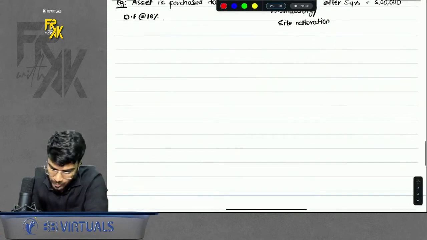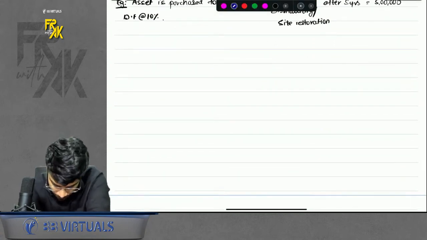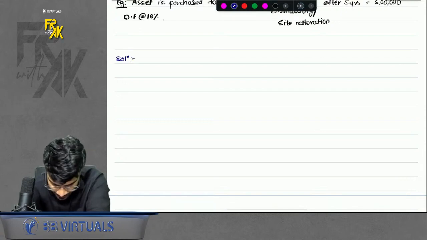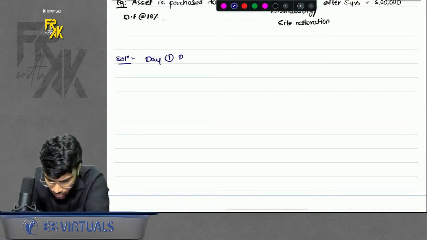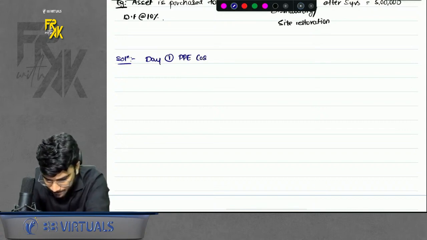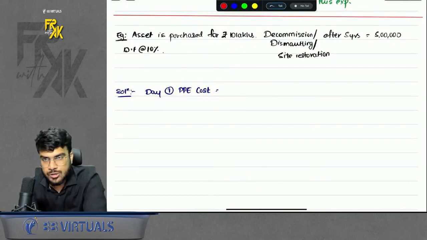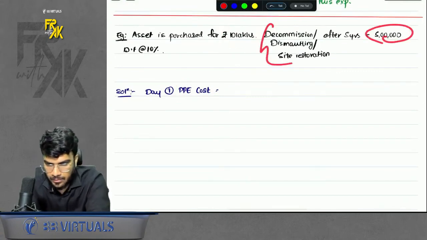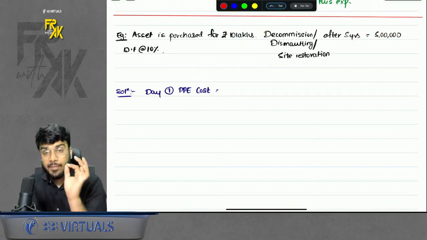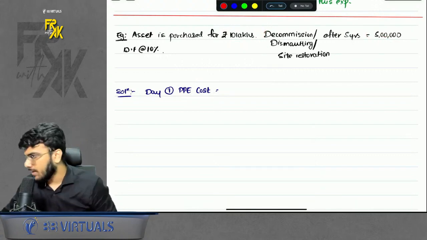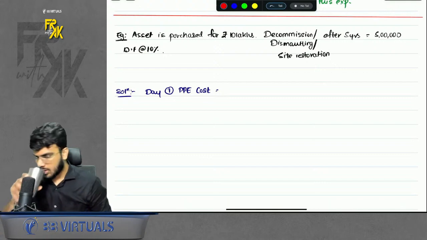What I require from your side is, you will give yourself around 20 seconds, and tell me what will be the cost of PPE on day 1. This 10 lakhs will form part of cost, and what is to be done with the decommissioning amount? Please, what will be the total cost of PPE on day 1? Time starts now, giving you 20 seconds.